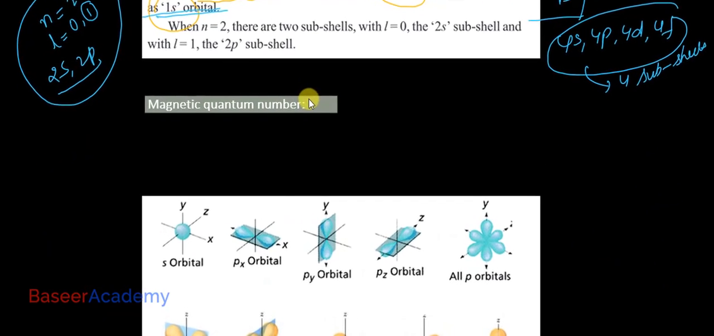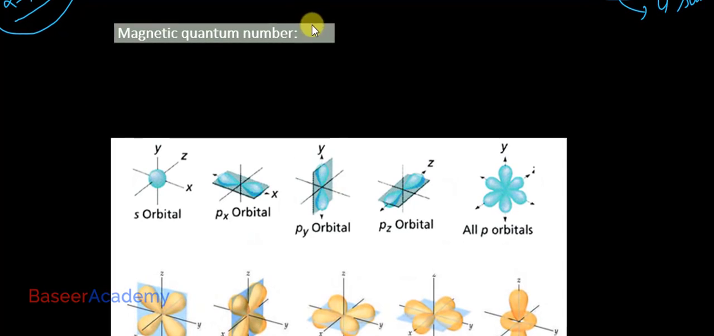What is the magnetic quantum number? The magnetic quantum number is denoted by m subscript l. It talks about the number of orbitals each subshell will have.